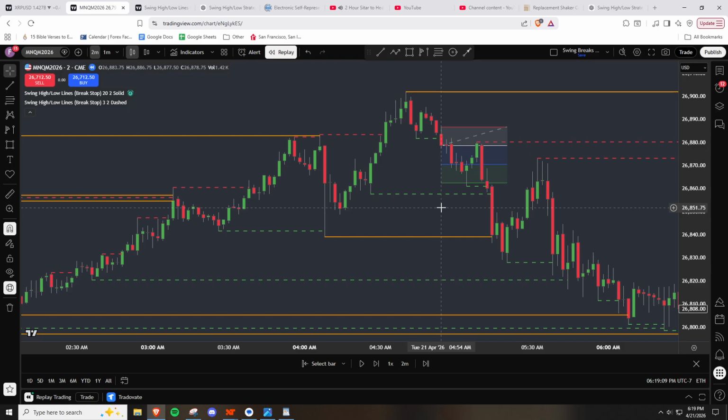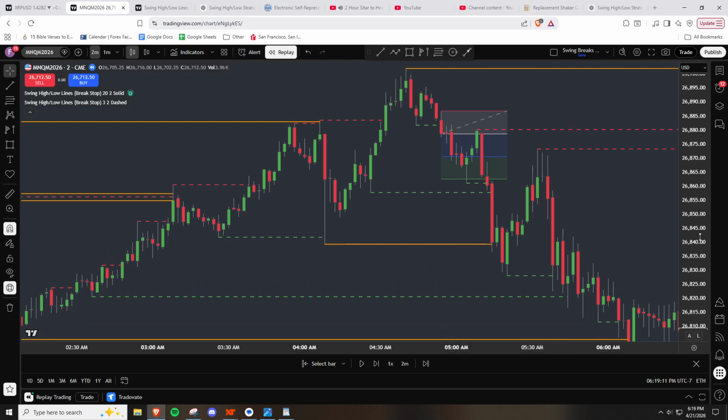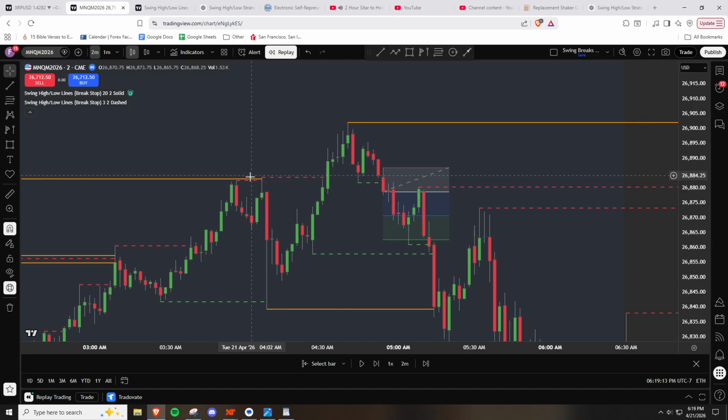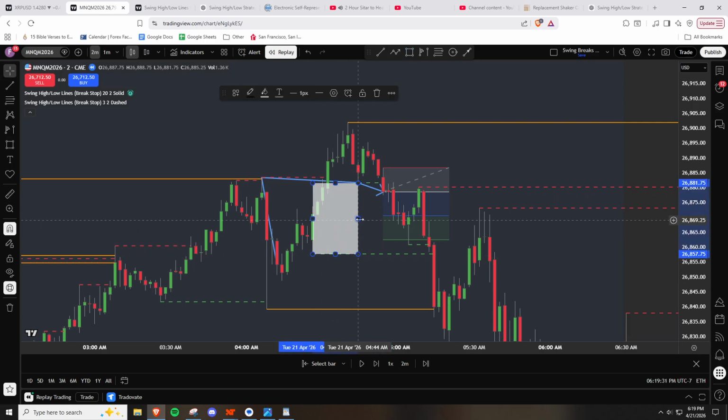This is about 5 a.m. in the morning, my time. We break this swing high over here. The first swing low that we form after we break that swing high is right there. We then wait for a close below it, and that's the signal to enter because we are good from here all the way to here.